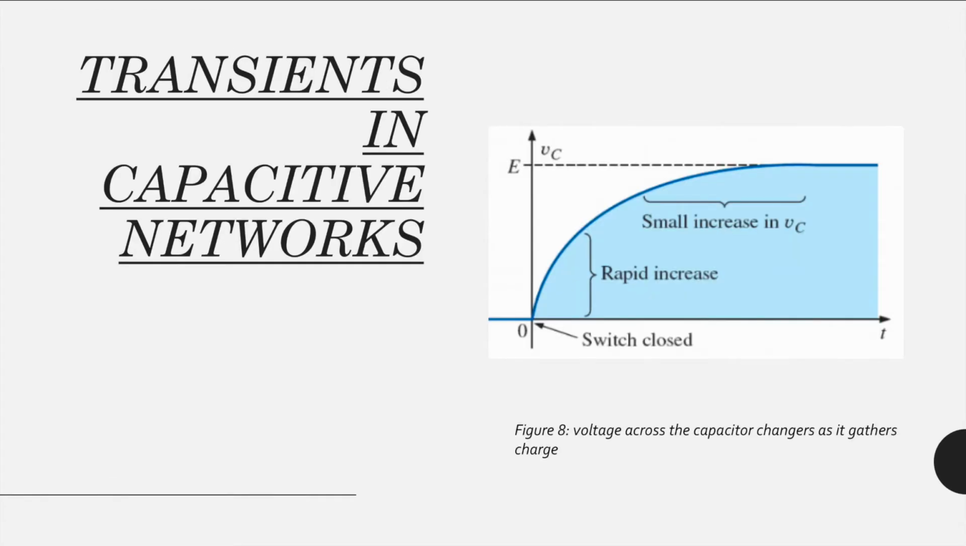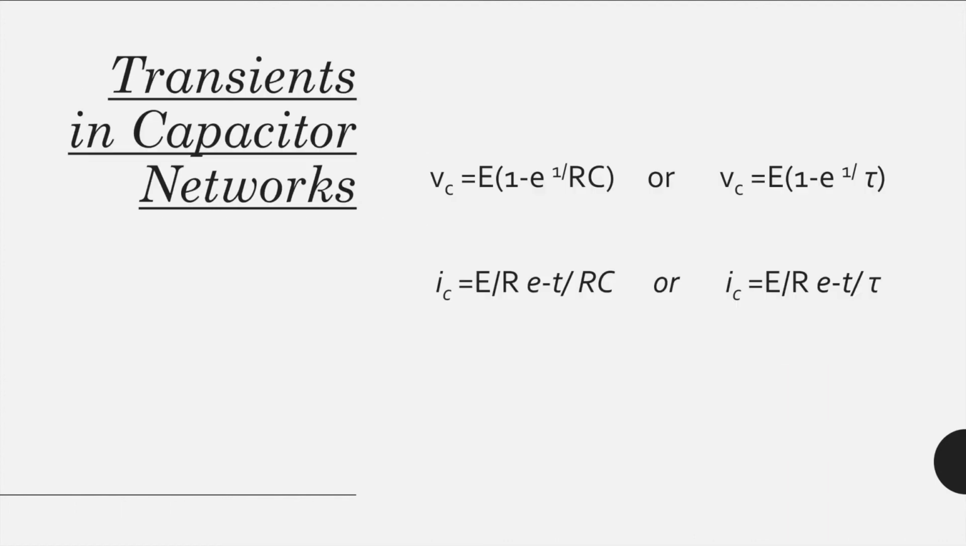Transients in capacitive networks. The plates of a capacitor do not reach a maximum charge instantly. Instead, it takes place over a period of time determined by the network. The voltage across the capacitor changes as it gathers charge. As the capacitor voltage becomes closer in magnitude to the source voltage E, the rate of charge slows. This period is called the transient period. Once the transient period is over, steady state is reached.